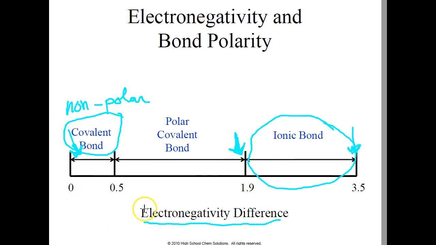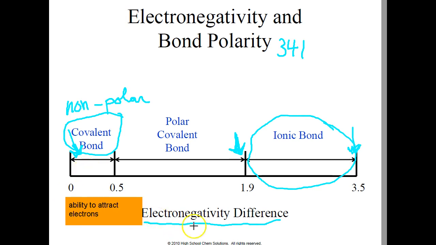Now, what do we mean by electronegativity difference? Well, in your textbook, on page 341, there is a list of electronegativity values for lots of different elements. And remember, electronegativity, let's make a note here. Electronegativity is the ability to attract electrons.